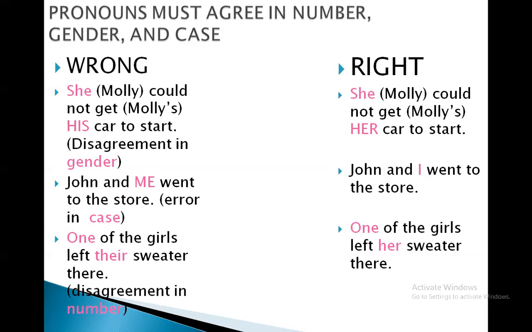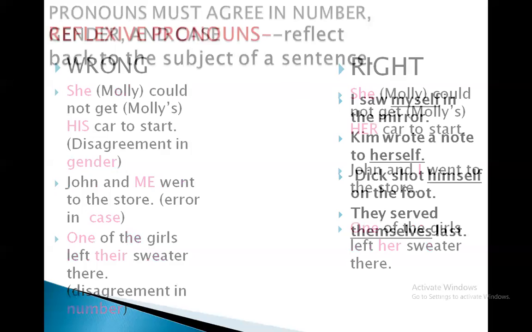One of the girls left their sweater there. One of the girls left their, not their. Here the girls indicates singular. So it is her sweater there. And that's the reason. On the left side you have the disagreement of number, and the right side has shown it in the right manner.